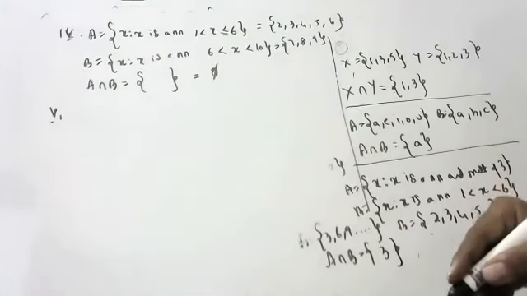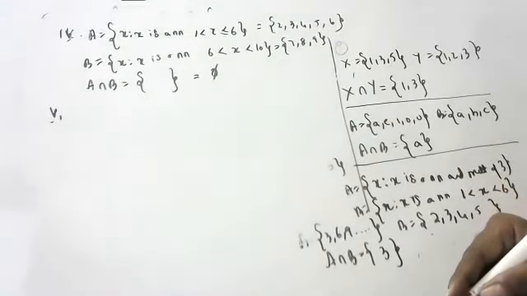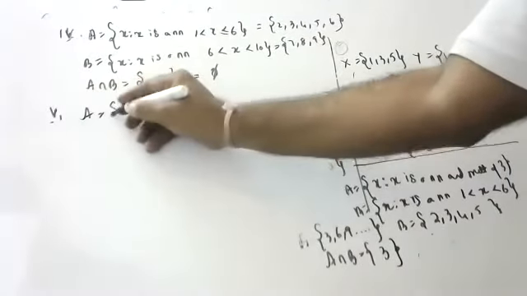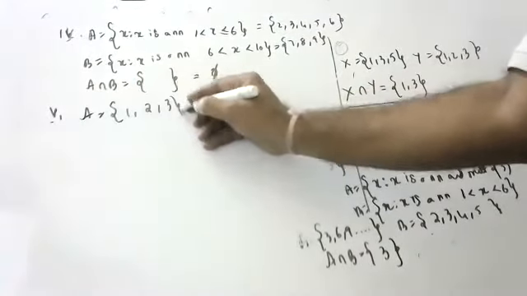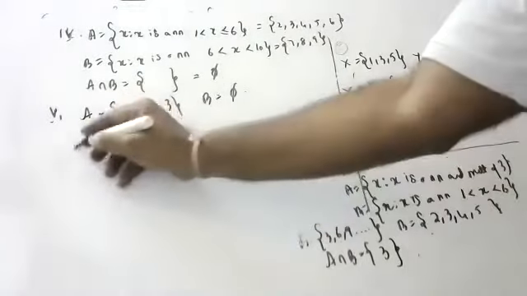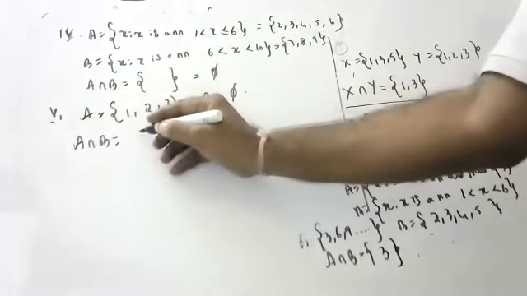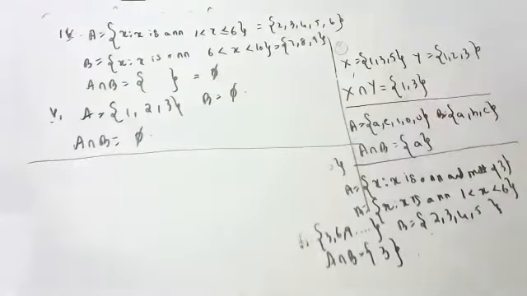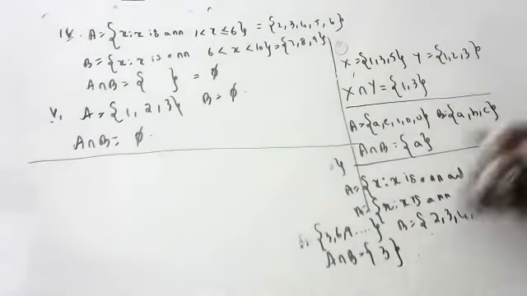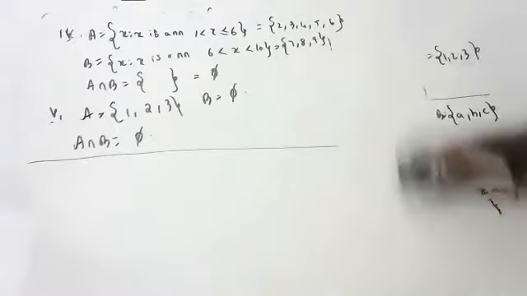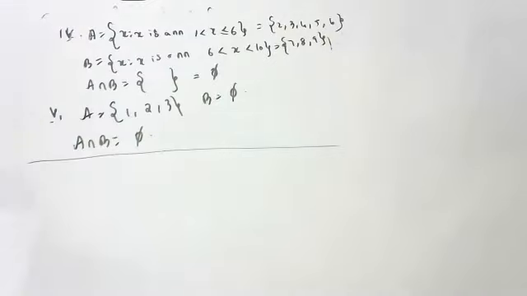Next, what they are giving in this question, children: A is equal to {1, 2, 3} and B is equal to the null set. So what is A intersection B? What is common, children? Null set. A intersection B is again the null set, because this is the intersection. We have to take only common elements, strictly common elements, children. Okay, so these are the questions of fifth bit.